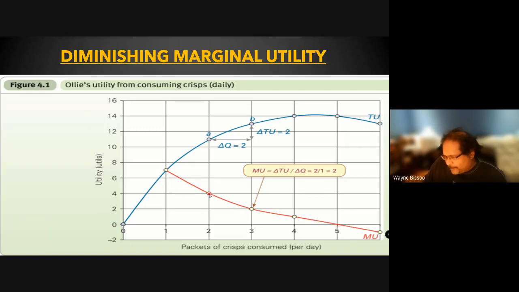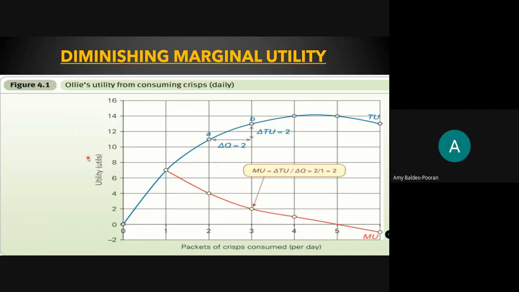So every packet of crisp that Ollie consumes brings lower and lower levels of satisfaction across the board. Until if he continues to consume up to the sixth item, he would eventually begin to experience negative returns. Notice this is the 0 line here. All right? And that's because in this concept, we can experience negative satisfaction. Everybody's following this so far? Yes, sir.